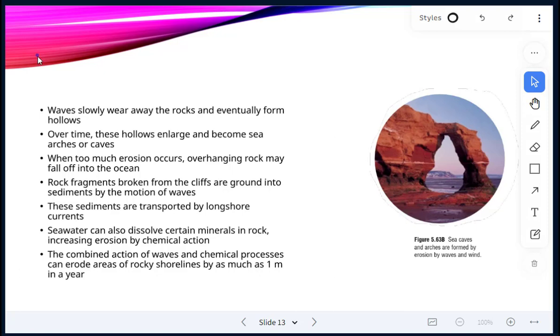If too much erosion occurs, overhanging rock may fall off into the ocean. Rock fragments broken from cliffs are then ground into sediments by the motion of waves. Those sediments are then transported by longshore currents. Seawater can also dissolve certain minerals in rock, which will increase erosion by chemical action. So there's that combined action of waves as well as chemical processes that can erode areas of rocky shorelines, sometimes as much as 1 meter in a year.